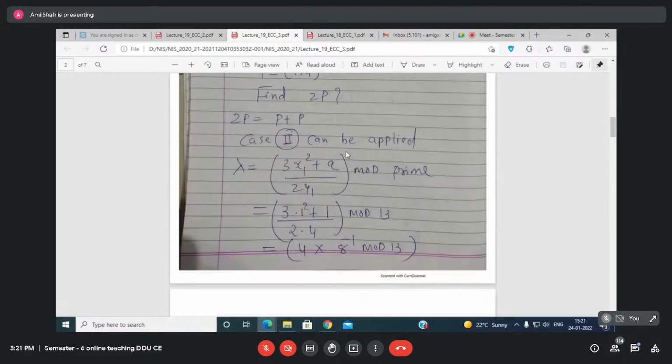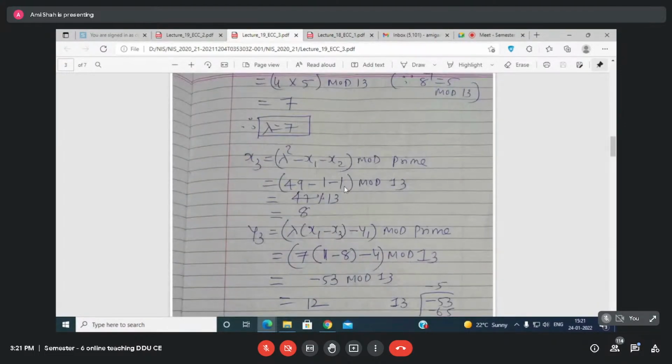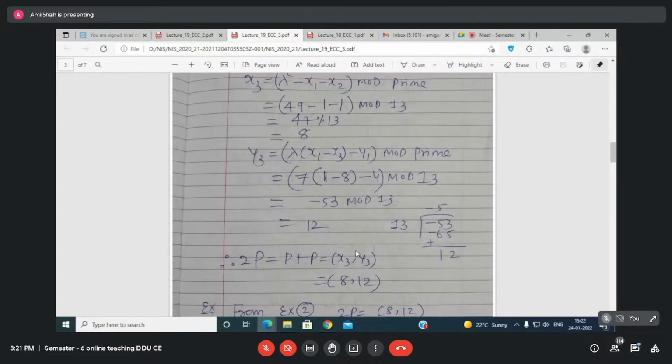So it is (1, 4), you have to remember. Here I put 1, and what I get here is 8, and what is the value of y1? That is 4, right? So lambda is 7, x1 is 1, minus x3, that is 8, minus 4, mod 13. So finally y3 equals 12. Now I can write it this way: 2P equals P plus P, which is (x3, y3), equal to (8, 12). So for 2P, the answer is (8, 12).